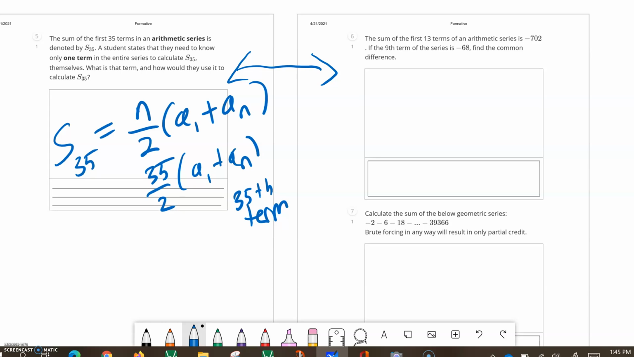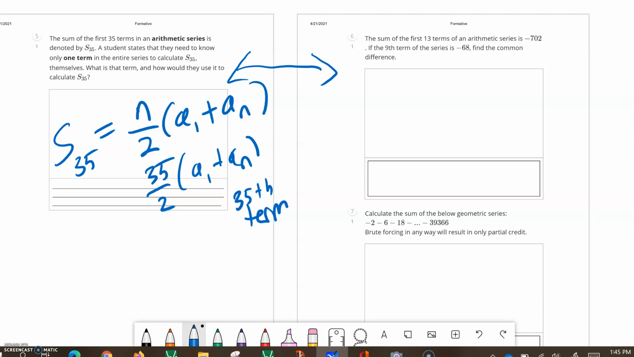All right, let's finish up with these last few questions. Question 5, if you answer something along the lines of, if you just need to know the 35th term, if you know the 35th term, you can actually figure out the rest of the summation. You can actually kind of create an equation. If you know what the 35th term is, then you can use that to calculate just about everything else in terms of that. And if you're wanting to know exactly how, number 6 is kind of a good example of that.